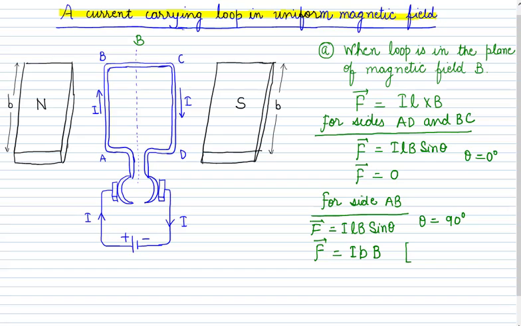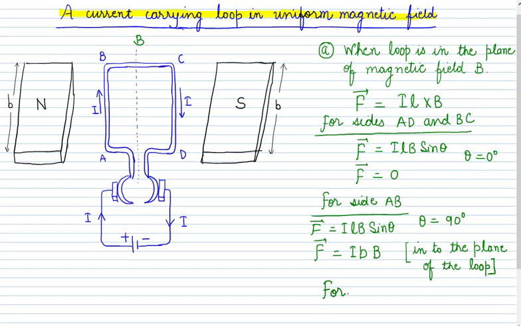And if you want to know the direction of this force, it will be perpendicular to both L and B. The length is perpendicular to this plane and B is in this plane. So the force will be into the plane of the loop.